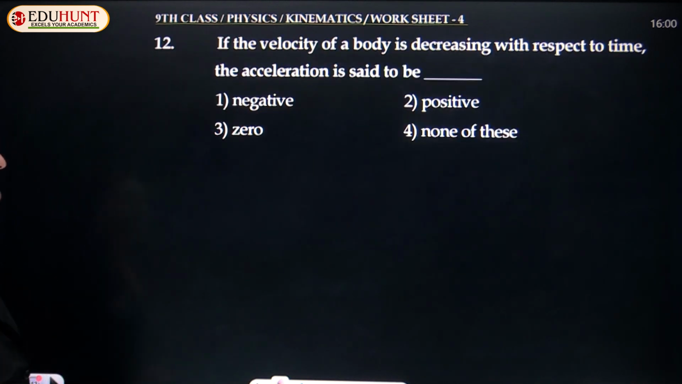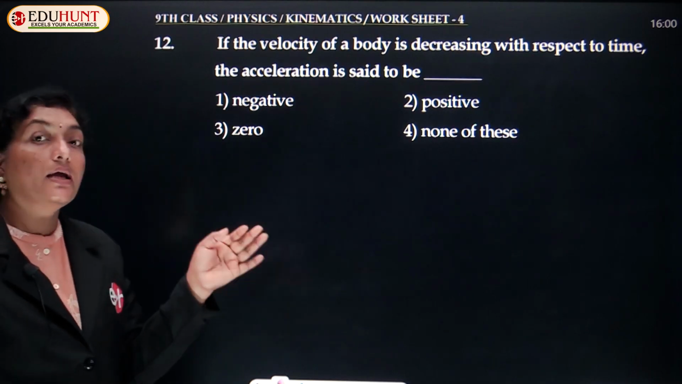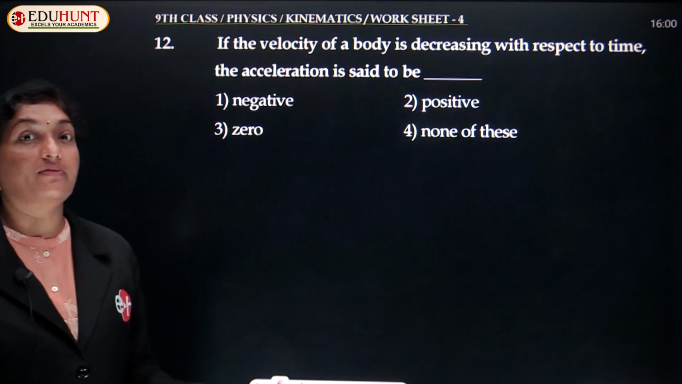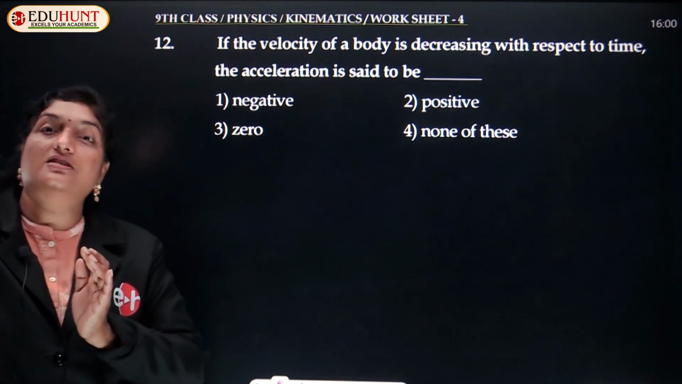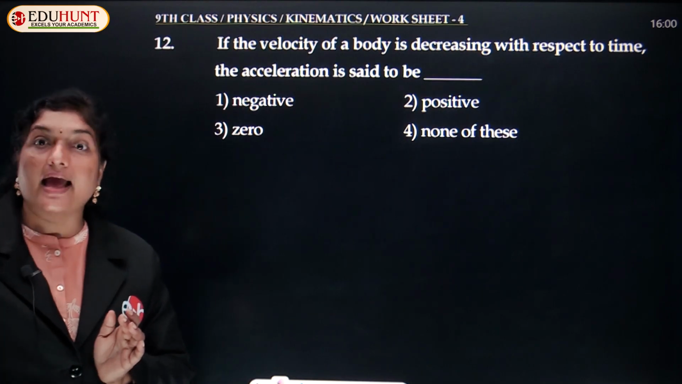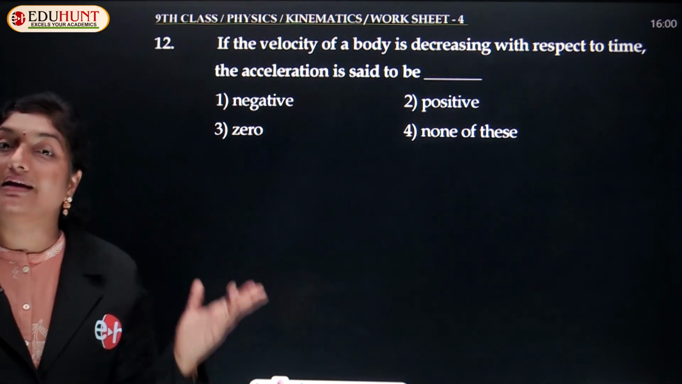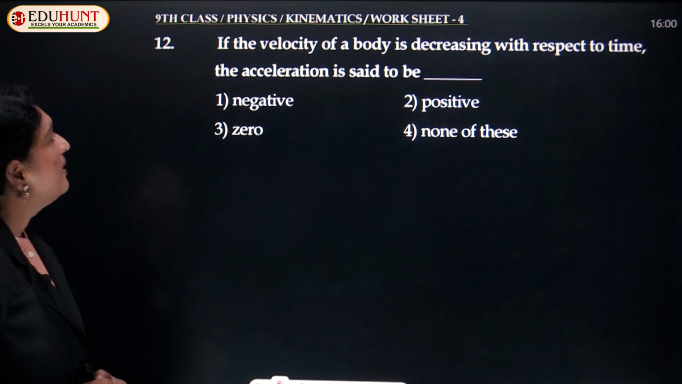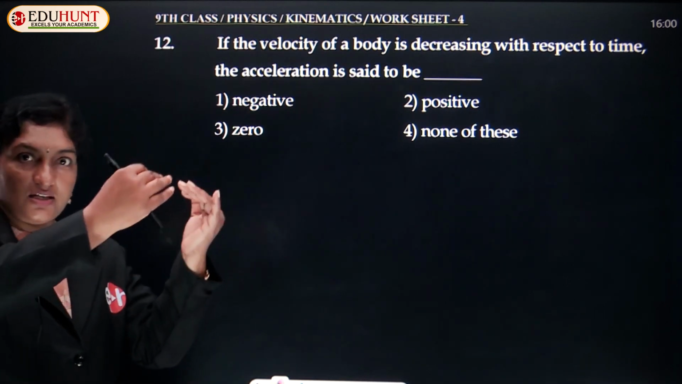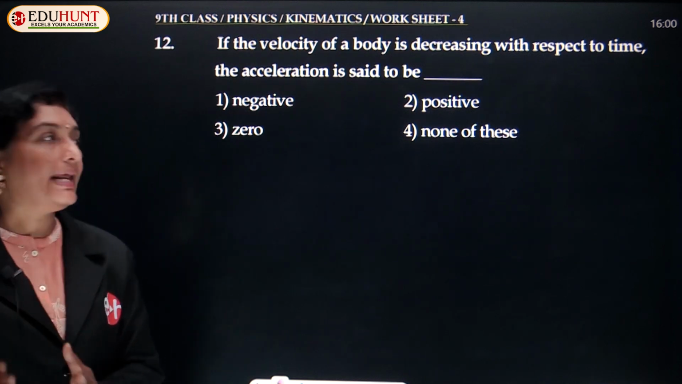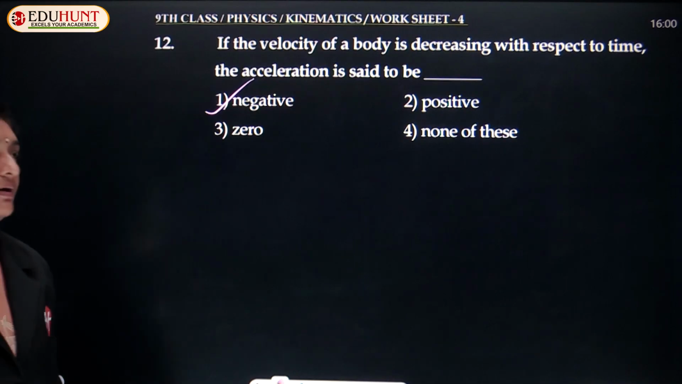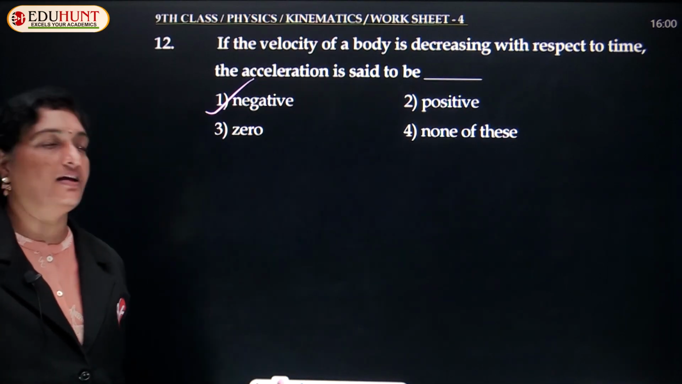Moving to the 12th question. The velocity of a body is decreasing with respect to time. The acceleration is said to be... Velocity increasing means acceleration. Velocity decreasing means deceleration, also called retardation. Okay. So if the velocity of a body is decreasing with respect to time, the acceleration is said to be decreasing, meaning negative. So the correct option is the first option, negative, retardation or negative acceleration.